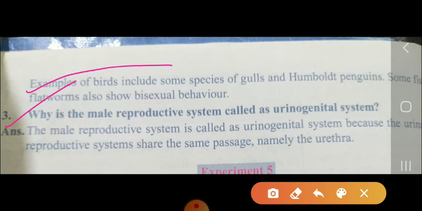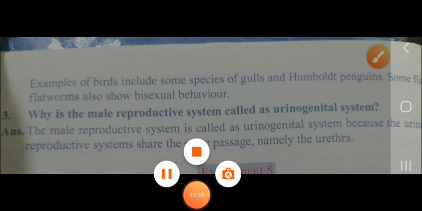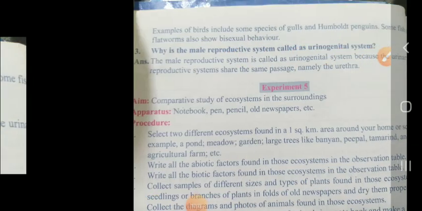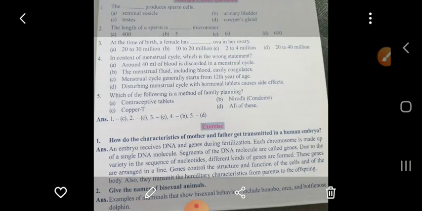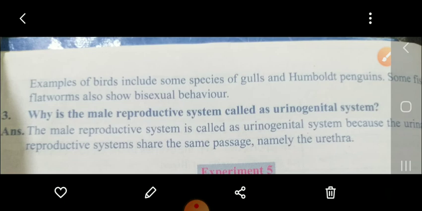So children, this is all about your fourth experiment. You have to write it and learn it. You have to write it in your practical book. And I have already given you all the notes here, and whatever questions there are, I have given those also, so you can write them in your practical book and learn them. Whenever we get time or the school opens, then I'll show you the experiments.